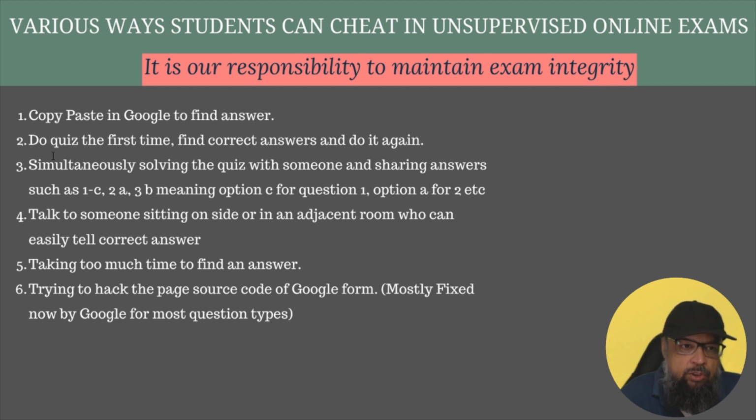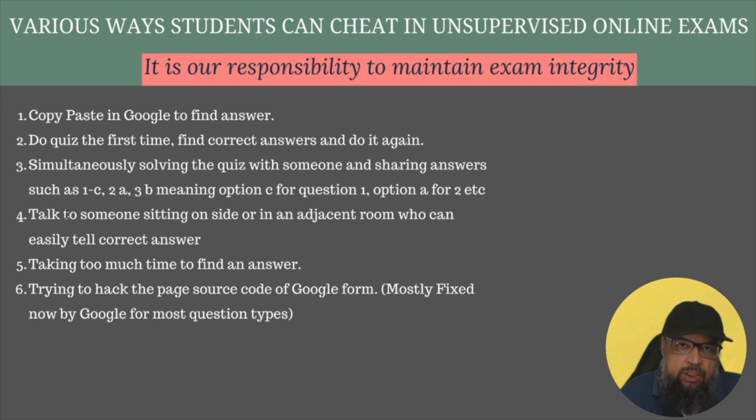The second way of cheating is that students do the quiz the first time, then they find the correct answers if you have not properly set the Google quiz, and then they do it again and all of their answers will be correct. Now, the third method is that if they are doing a quiz in a small group or in a classroom setting, they can communicate with each other in a very low voice, "1C, 2A." It means that option C is correct for question 1, option A is correct for question 2 and so on.